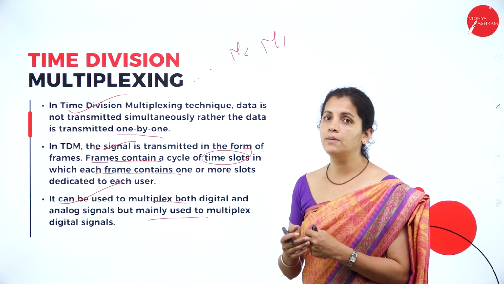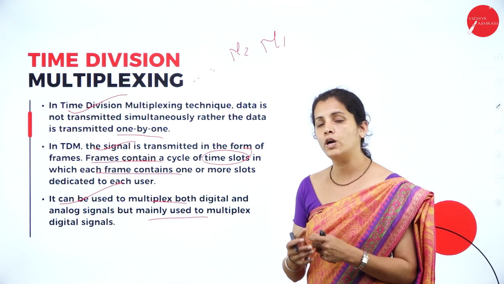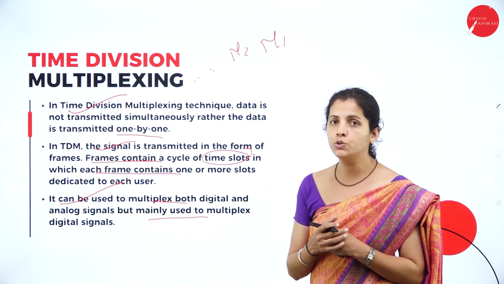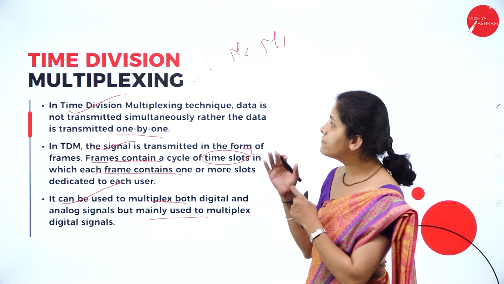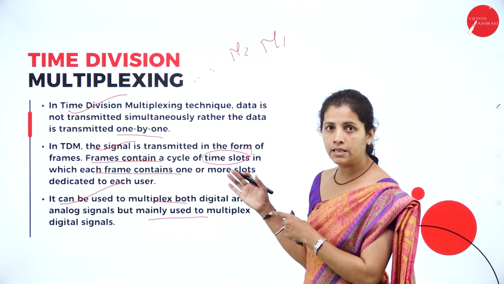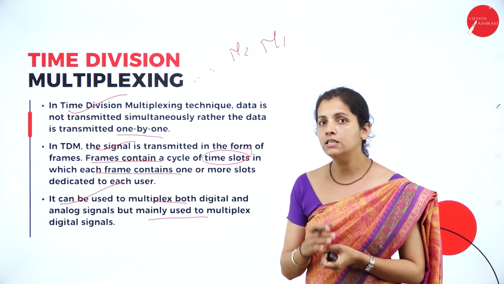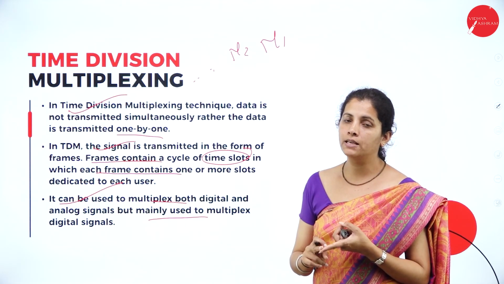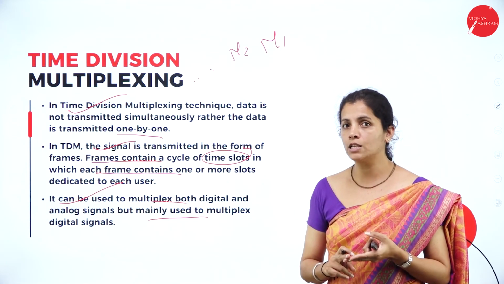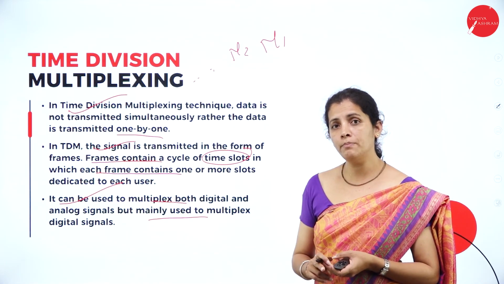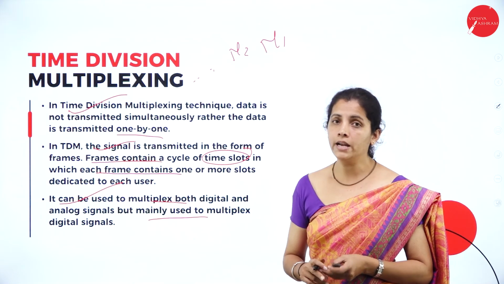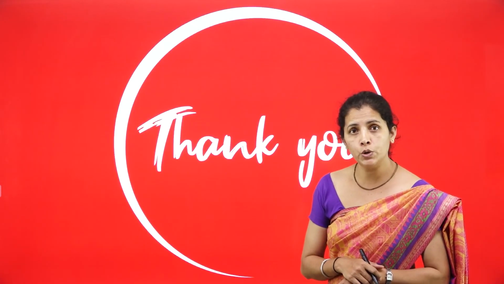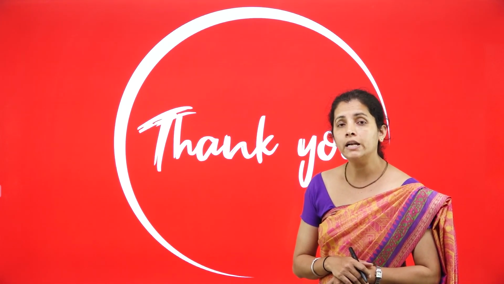Anyway, dear student, in my today's session, I started with circuit switching. Along with that, I have explained message switching. Then I have covered multiplexing. Along with that, I have discussed three types of multiplexing, that is time division multiplexing, frequency division multiplexing, as well as wavelength division multiplexing.